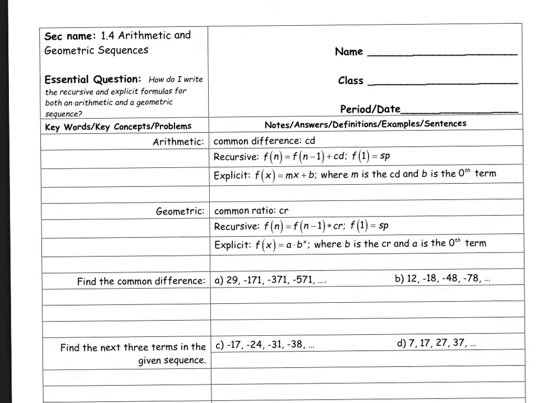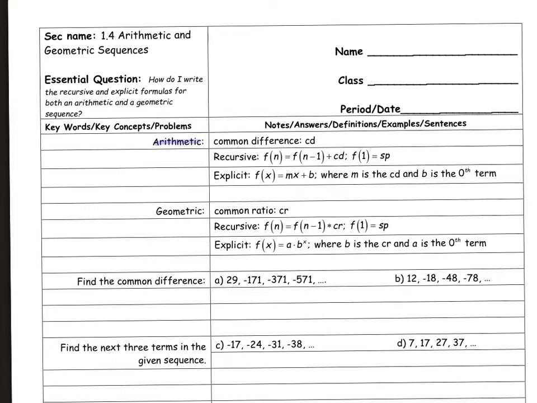Hi ladies and gentlemen, we're in our fourth section in our sequencing unit. Today we're going to review everything about arithmetic and geometric sequences since you're going to have a test coming up on that soon. Our essential question is, how do I write recursive and explicit formulas for both arithmetic and geometric sequences? So we're just reviewing what we've learned in the last two lessons.